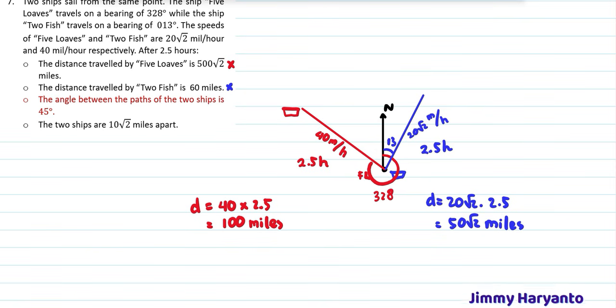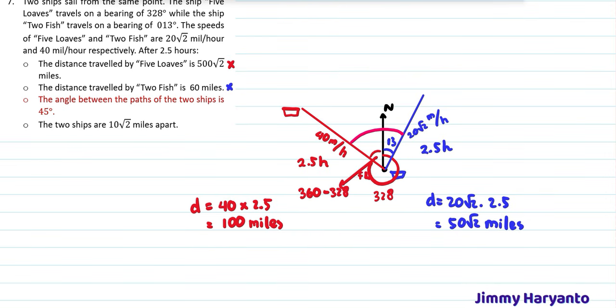Okay, so I think we have to find this right now. We have to find this, and to find that one, I have to find this one first. This one. Okay, for this one, I can find it by subtracting 328 from 360 because this is one rotation.